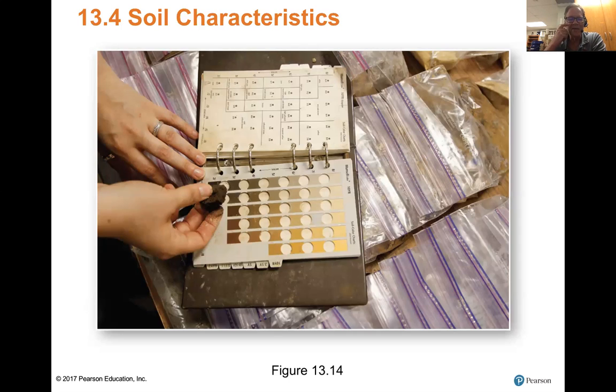And again, you can see this in the video, but there's this book called the Munsell soil color chart, and you get a hunk of the soil and you go through and you can find its color in this, and it will reference it, and you can find out, okay, it's this, and it will tell you what the chemical composition is of that soil. Very handy.